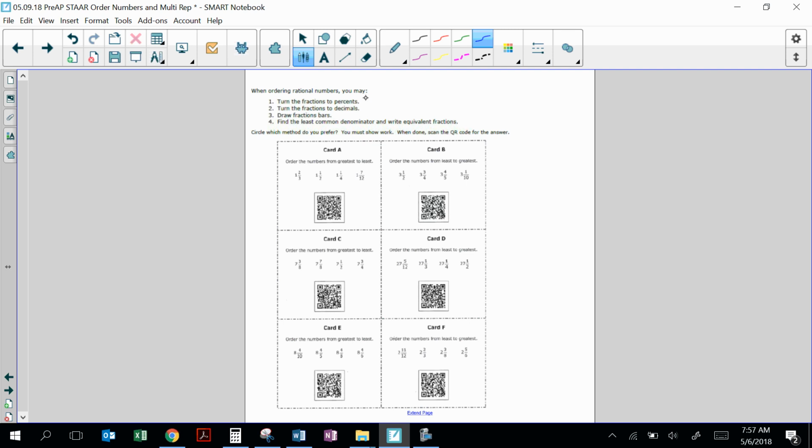Turn fractions to percent. Some people like turning fractions to percent because they like working out of 100. I do. Maybe you like working with decimals instead, into a hundredths place or a tenths place. Maybe you rather draw the fraction bars. Maybe you like estimating, because I actually had kids on Friday who were estimating, say, this is half, less than half, more than half. And then some people like doing least common denominator to write equivalent fractions. In case you forgot what least common denominator is, you did learn it in 5th grade.